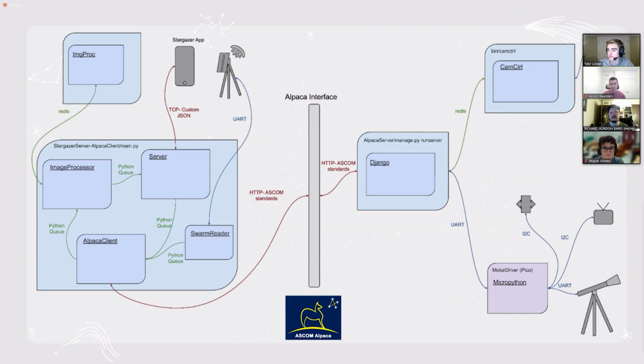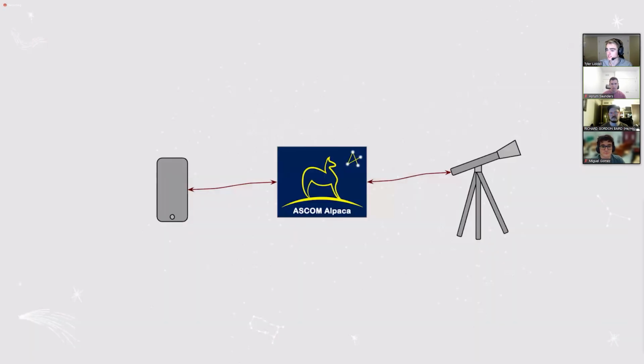So the flow can be seen from the Stargazer app, which you can see on the top left. Those requests go down into the code that we're going to call the left side of the interface. It goes through this thing that we're going to call the Alpaca interface and to this code and hardware on the right side. And so really what our system boils down to is we have this code on the left, the code on the right, and the Alpaca interface.